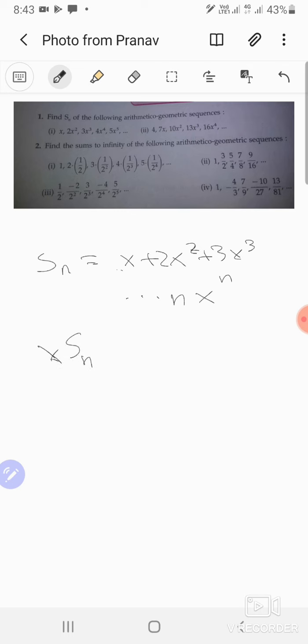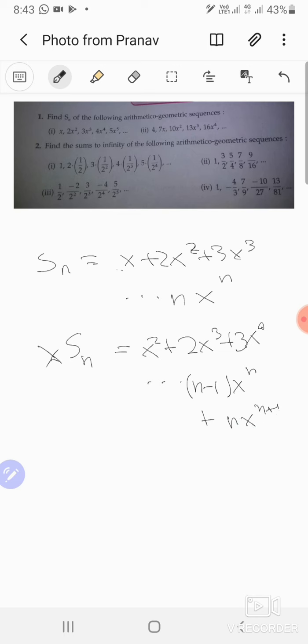Okay, let's multiply this by x, so that will give me x times Sn. That is going to be x squared plus 2x cubed plus 3x to the fourth power, keeps on going like that till you have n minus 1 and x to the n, and it's going to be x to the n plus 1. No problem. So n times x to the n plus 1.